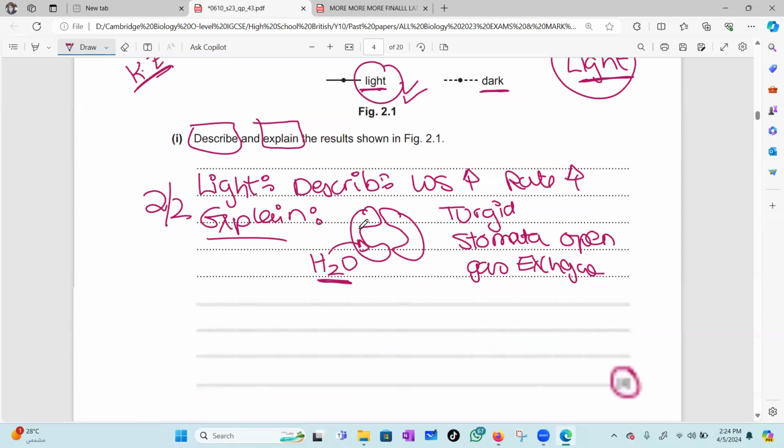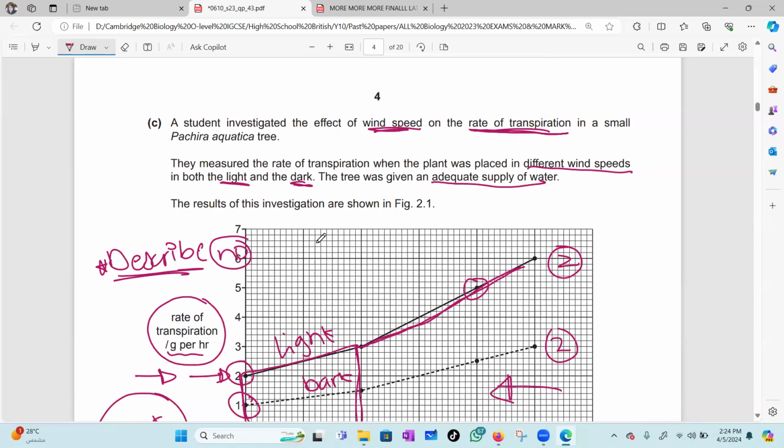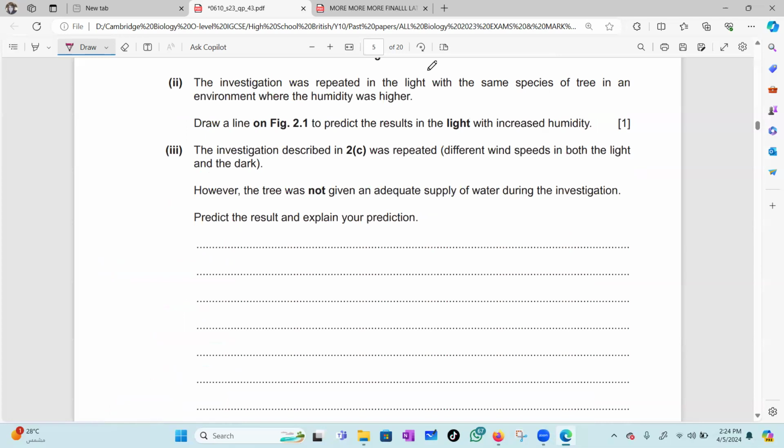I hope you understand how you answered this graph because you will always have a graph in paper 4 that you will be asked to interpret. The investigation was repeated in the light with the same species of tree in an environment where the humidity was higher. So here they changed the independent variable and the humidity was higher.